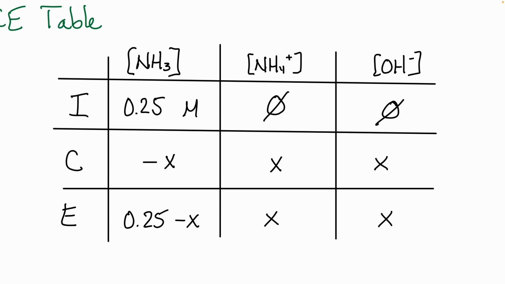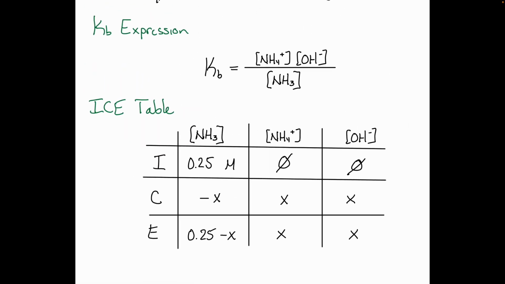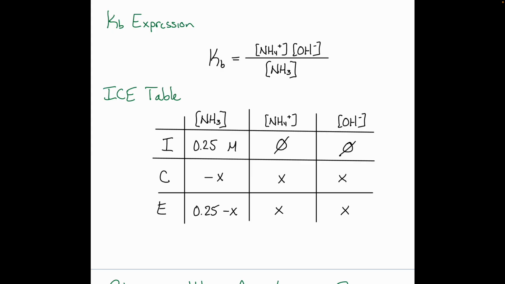All right, so I got my ice table built here. I'm now going to go ahead and plug everything back in to my equilibrium expression. My 0.25 minus x in my denominator, x times x in my numerator. And again, the value that we looked up here is that 1.76 times 10 to the negative 5.